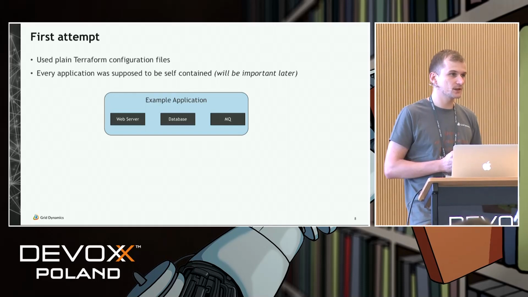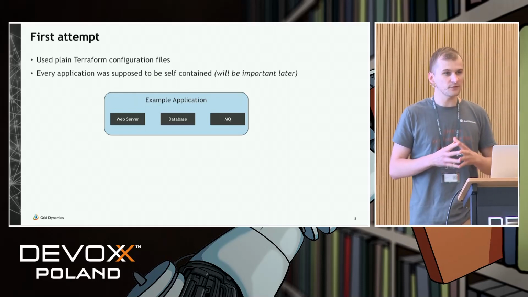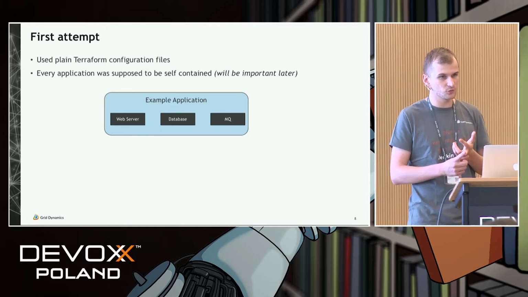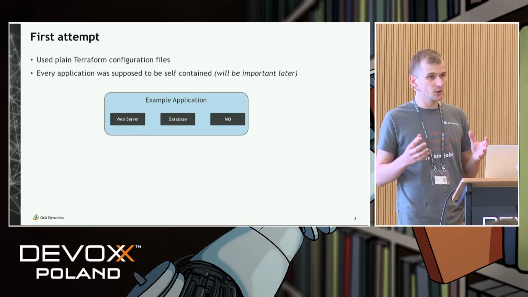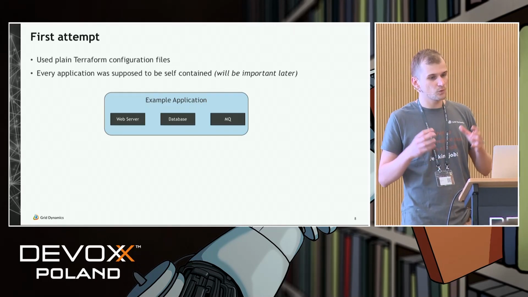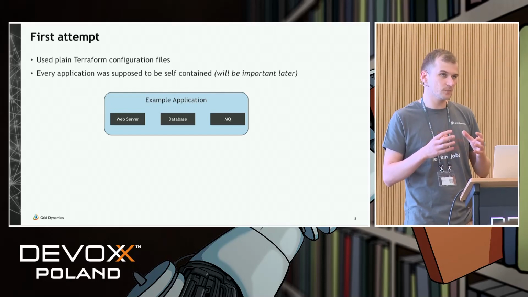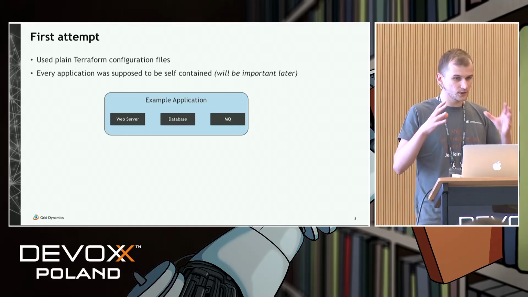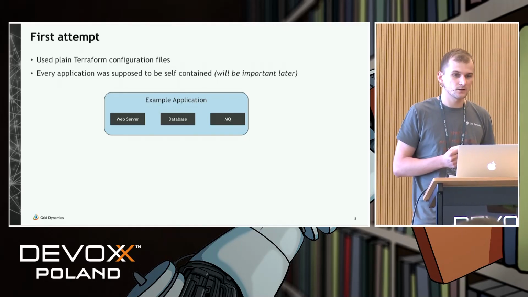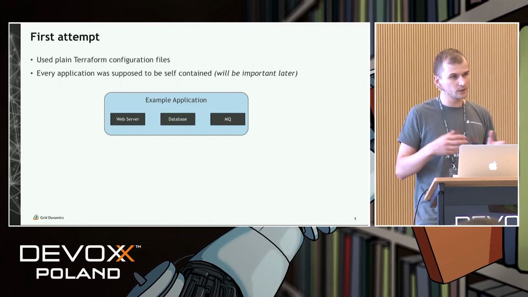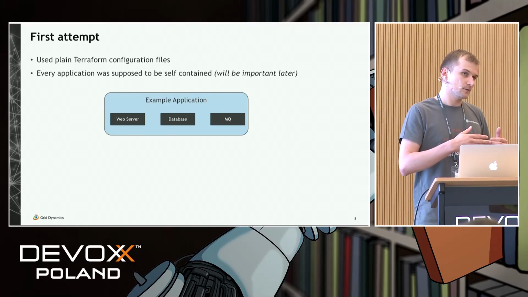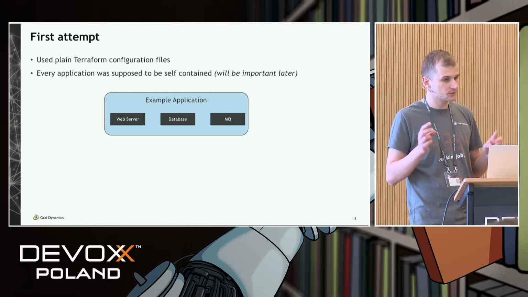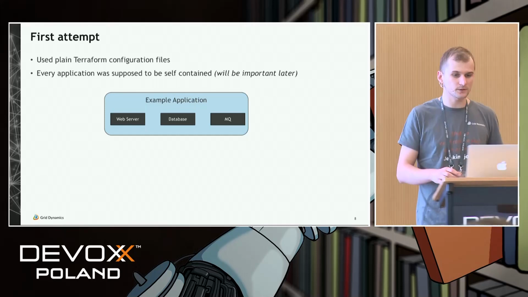Let me explain what it means that it was self-contained. If an application contained a web server, database, and message queue, because why not, everything should be defined in one application, maybe not in one configuration file, but in many files. However, in one place. Because if you are a QA or developer, you would like to create the entire environment with only one command or one button, this holy grail one button deployment.